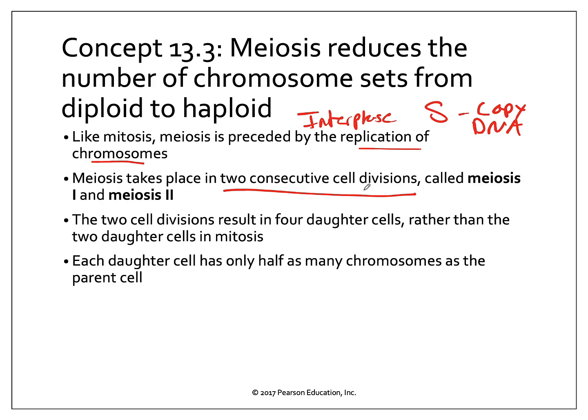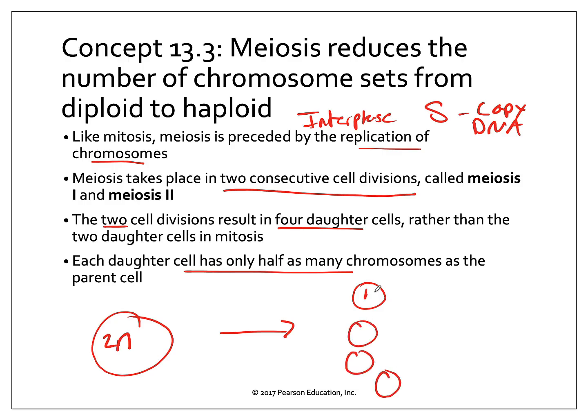So instead of ending up with two daughter cells that are exact clones like mitosis, we're going to do two divisions to end up with four daughter cells that have only half as many chromosomes. So we're going to start with one diploid cell, and we're going to end up with four haploid daughter cells, which will be our sperm or egg.